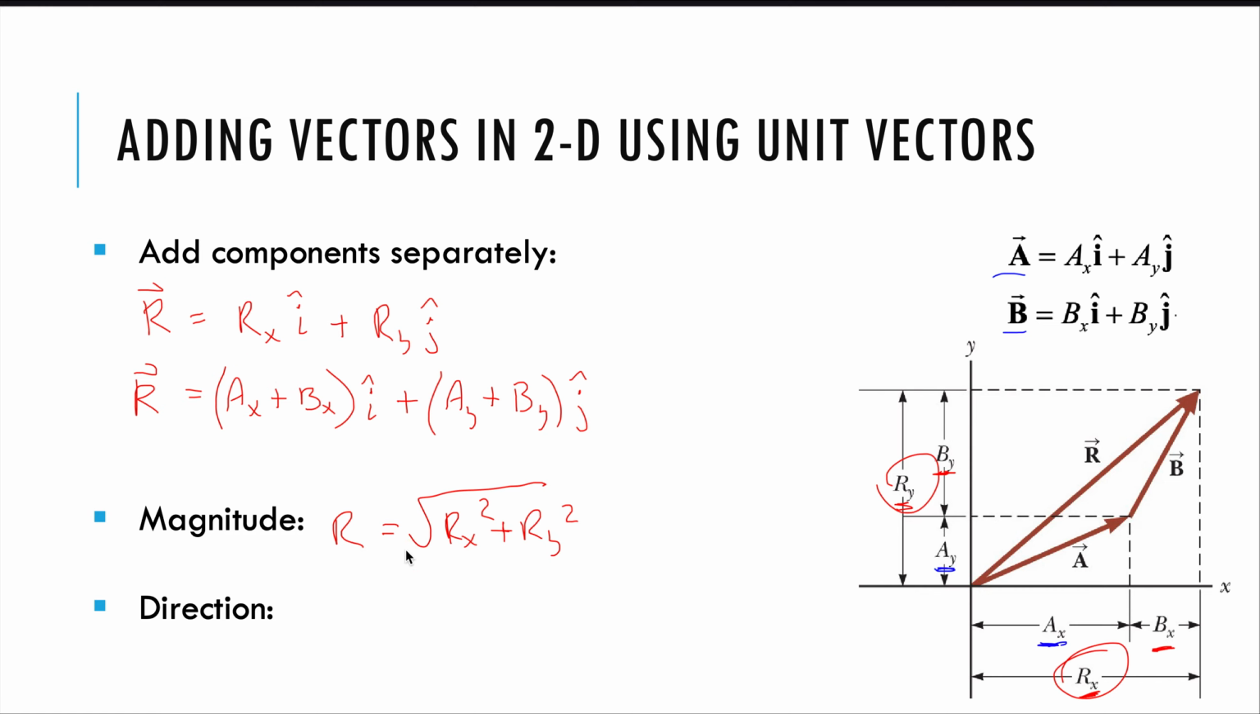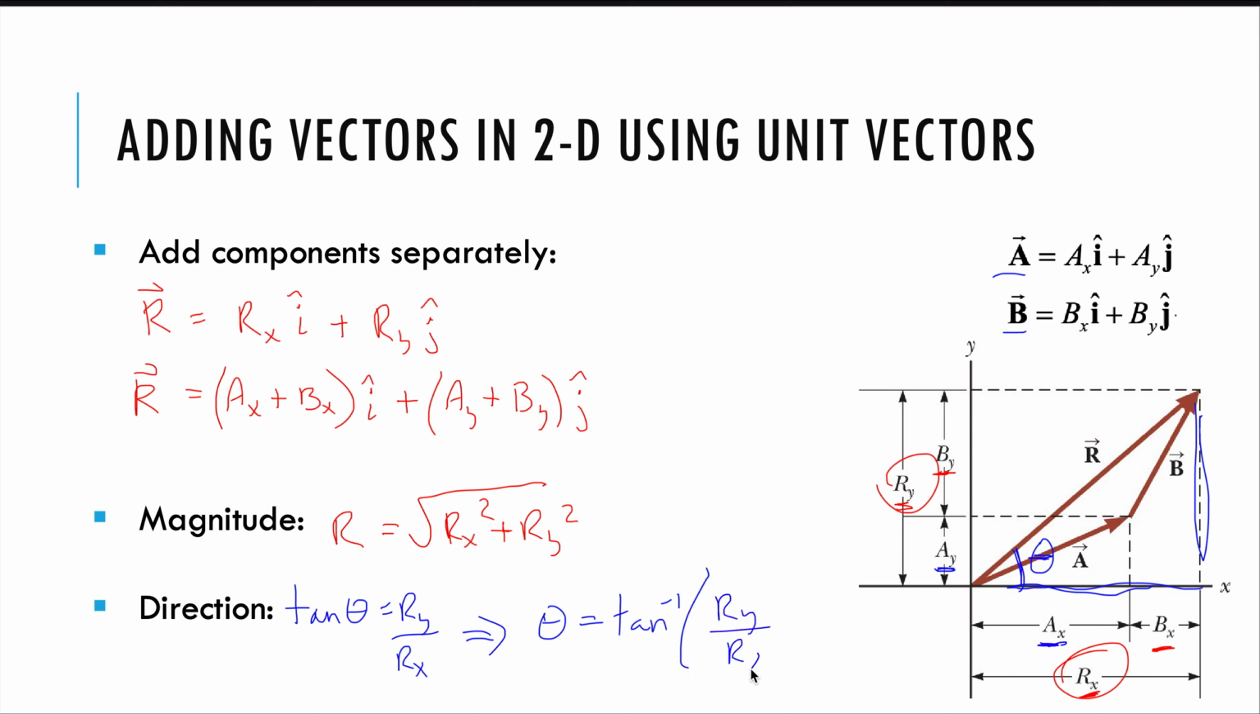What if we want to find the direction of vector r? Well, if we specify an angle, let's say angle theta over here for vector r, we know that the tangent of it is going to be the opposite Ry over the adjacent Rx. We know that tangent of theta is Ry over Rx. So therefore, to specify theta, we take the inverse tan of Ry over Rx. And that will give us the direction theta relative to the x-axis.